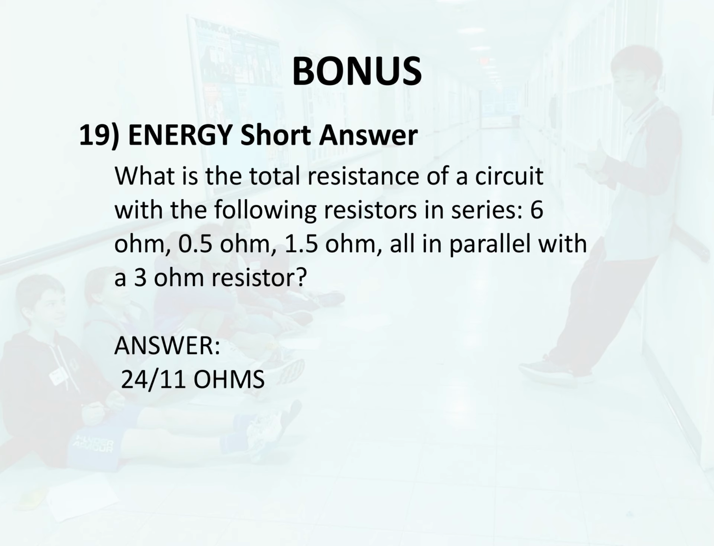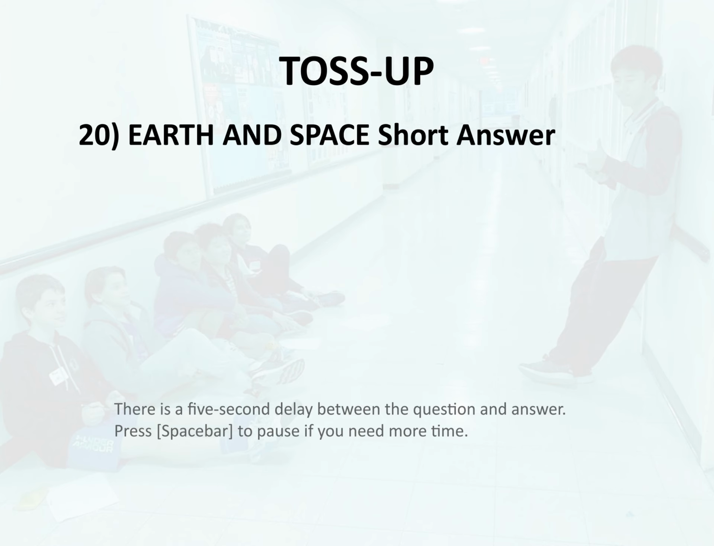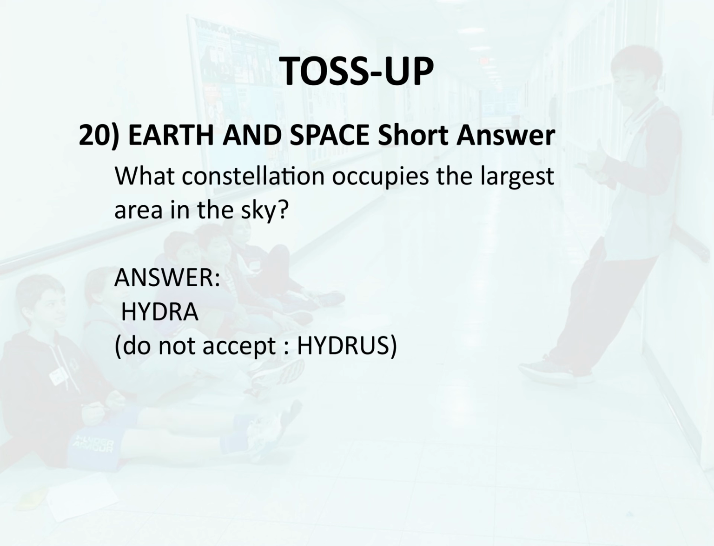Toss-up 20. Earth and space. Short answer. What constellation occupies the largest area in the sky? Answer. Hydra.